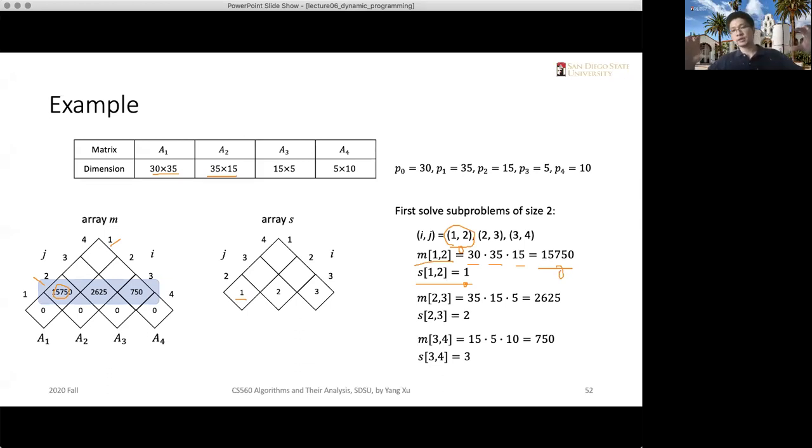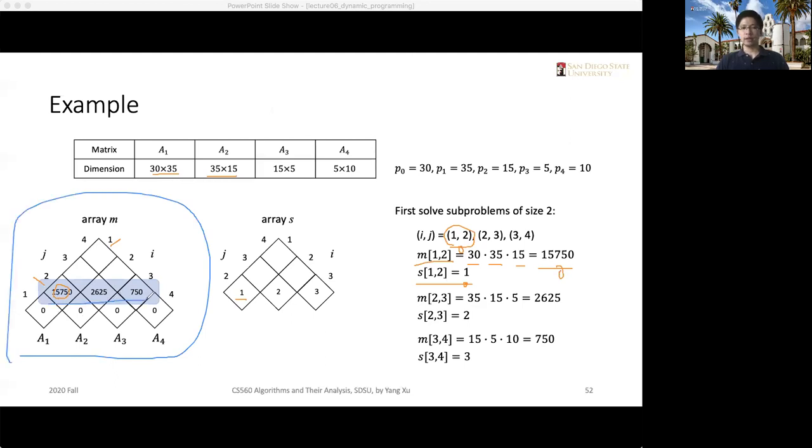Okay. So after all the size 2 subproblems are solved, the updated matrix M will be like this, right? With the three numbers filled in, and also the updated array S with this 1, 2, 3 filled in. Okay, so we can naturally know what the next step is. Now, after the subproblems of size 2 are solved, we need to solve the subproblems of size 3. Okay, so in matrix M, let's proceed on to the next slide.